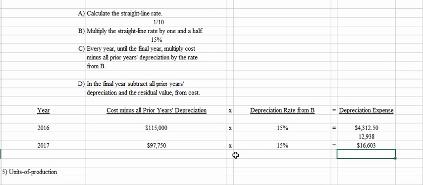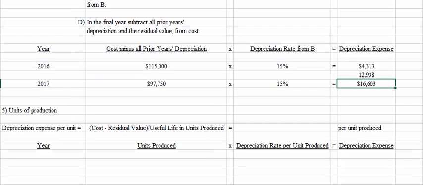So we get 2017's depreciation expense to be $16,603, and 2016's depreciation expense is $4,313. So there you go, you guys. 150% declining balance. 2016's depreciation expense is $4,313, and 2017's is $16,603.